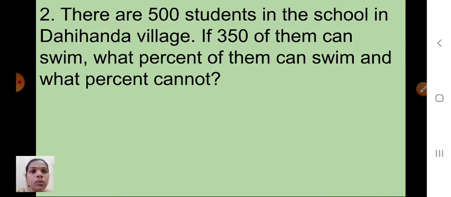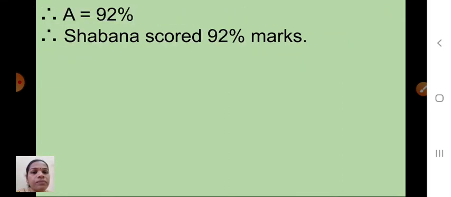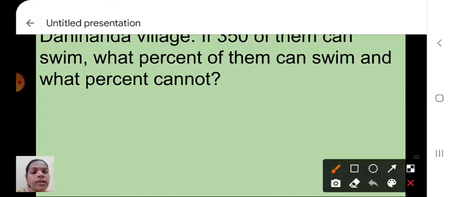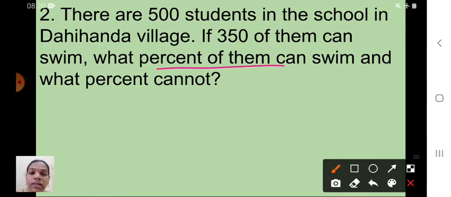And the next one is what? Second one, the percentage of persons who can swim, I will find now. So that one I have taken as A. Okay. Third step is what? We have to write the equation, make an equation. Next one is what? We have to solve that equation.